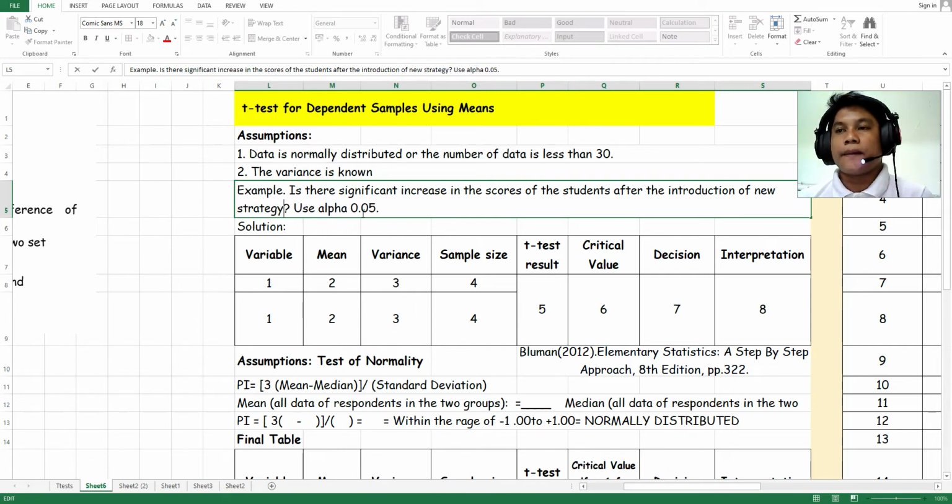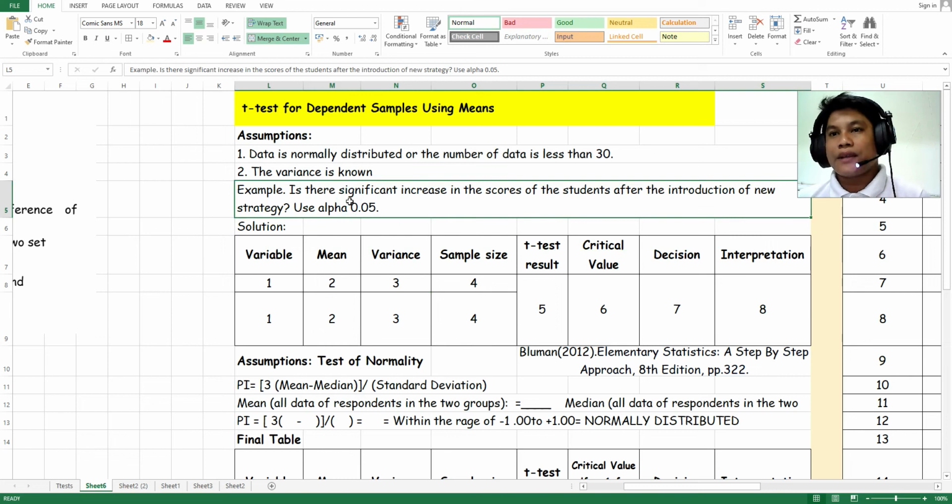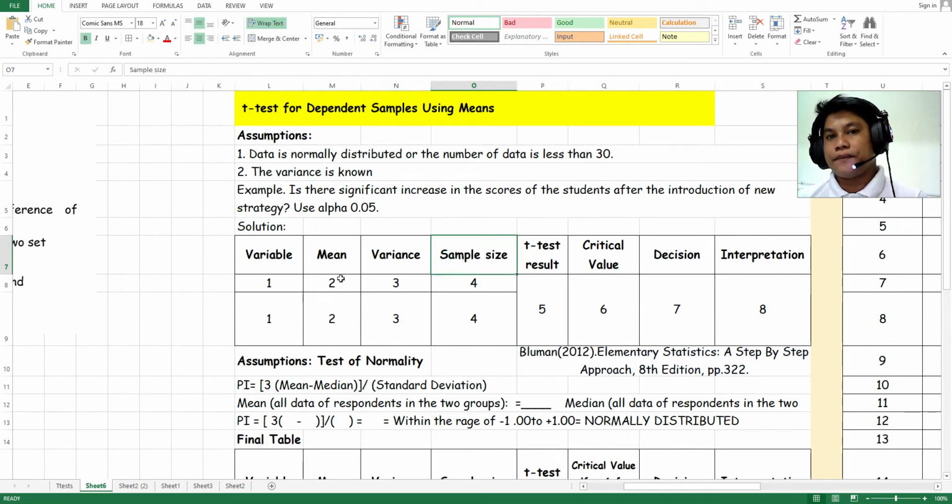So meaning the teacher implemented a new strategy which the teacher thought is effective for the students. And the teacher can only say it's effective if it gives a significant change of the score. So that's a comparison before and after. Okay, so what happened? There is a conduct of pre-test and post-test. So pre-test, then implement the strategy, then post-test.